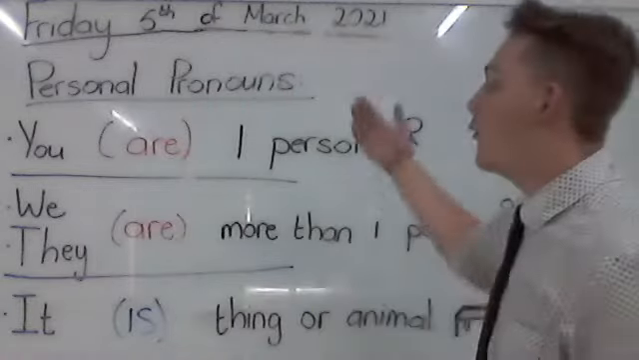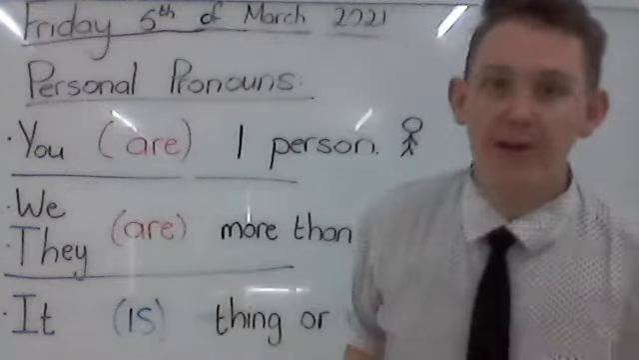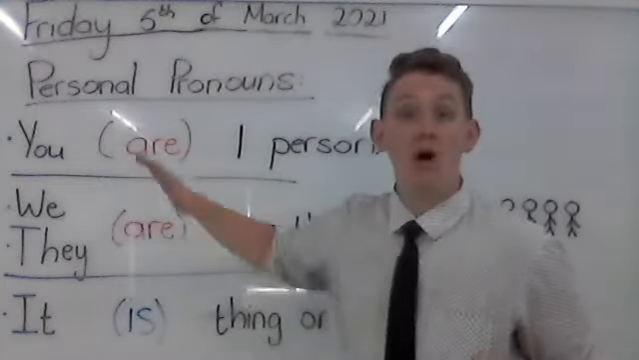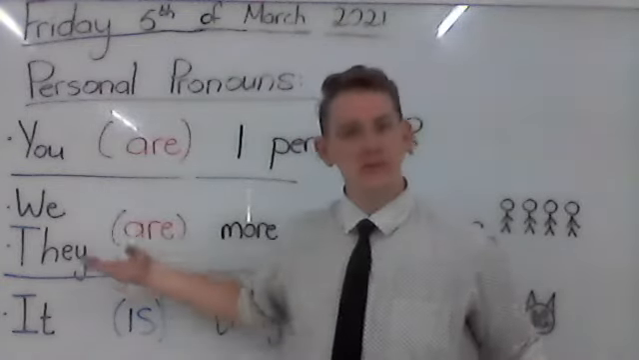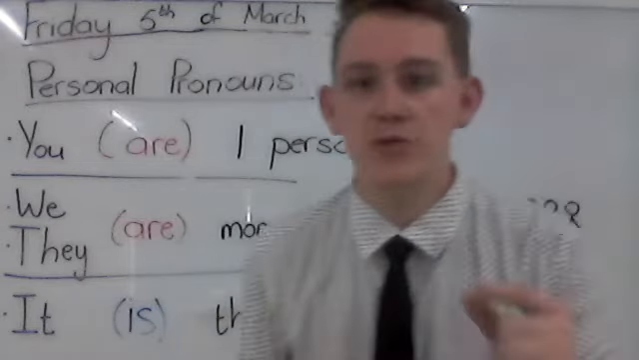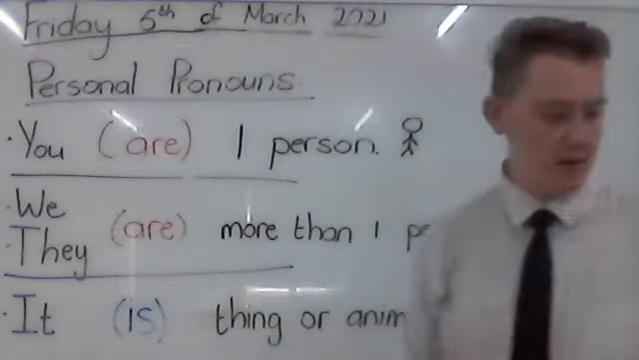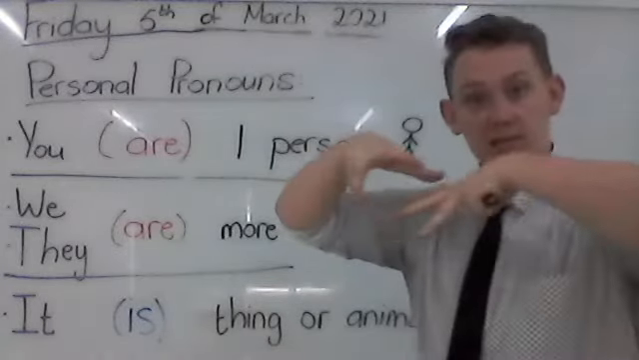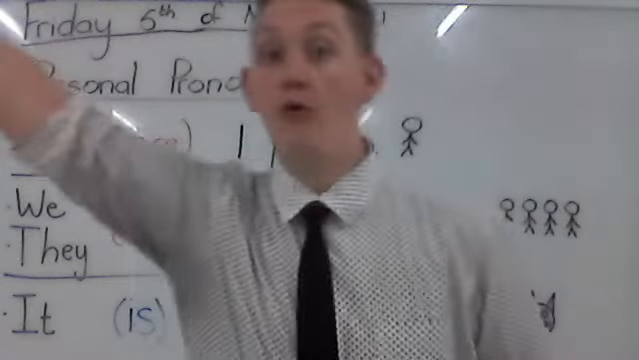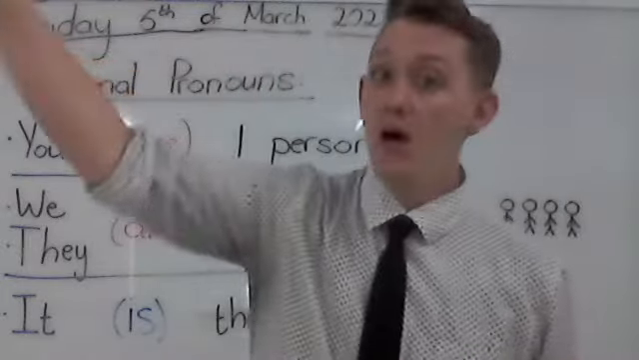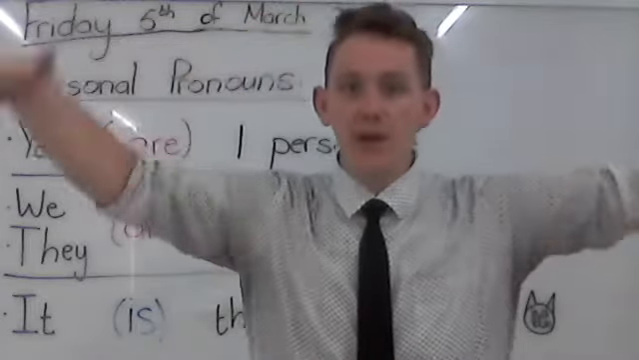We use we and they are. Same as you, we use are. But when do we use we and when do we use they? When we use we, we talk about us in a group over here. We talk about us. When we use they, we talk about the group over there. They are over there. We are over here.